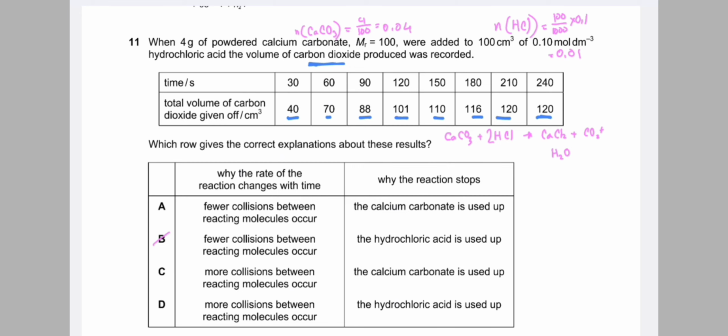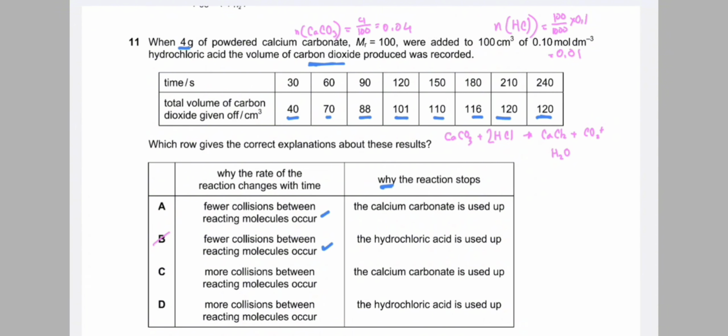So why does the rate of the reaction change with time? As we can see, the rate of the reaction decreases with time. So obviously there are fewer collisions between the reacting molecules, and since fewer collisions occur, the rate or speed of the reaction decreases. To find why this occurs, we need to find the number of moles of calcium carbonate. We have been given the mass in grams, and the Mr of calcium carbonate is 100.